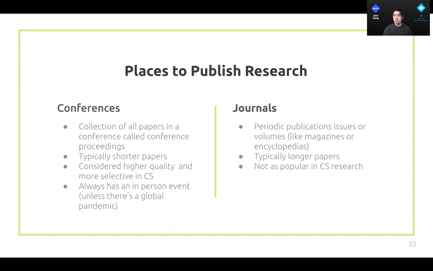But in the computer science research community in general, people tend to consider conferences to be of higher quality and more selective in terms of their research when compared to journals, even though there are a lot of really good computer science research journals. And the reason for this is just kind of by accident. This is just how the computer science research community decided to do things.